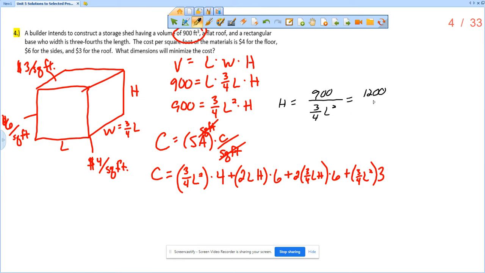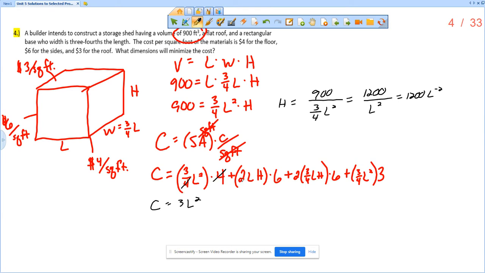And then divided by L squared. So I can leave that as divided by L squared, or I could write it as 1,200 L to the negative second, depending on how I wanted to approach it. So that means our cost function then is 3/4 L squared times 4. So obviously the 4's reduce, so just 3L squared.